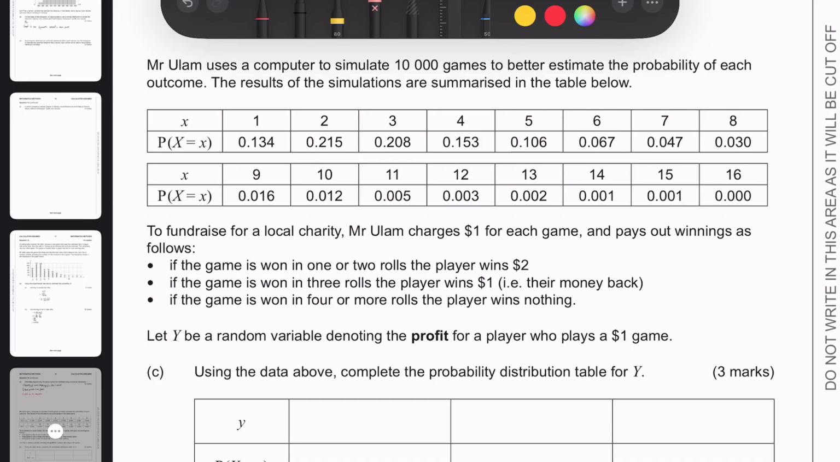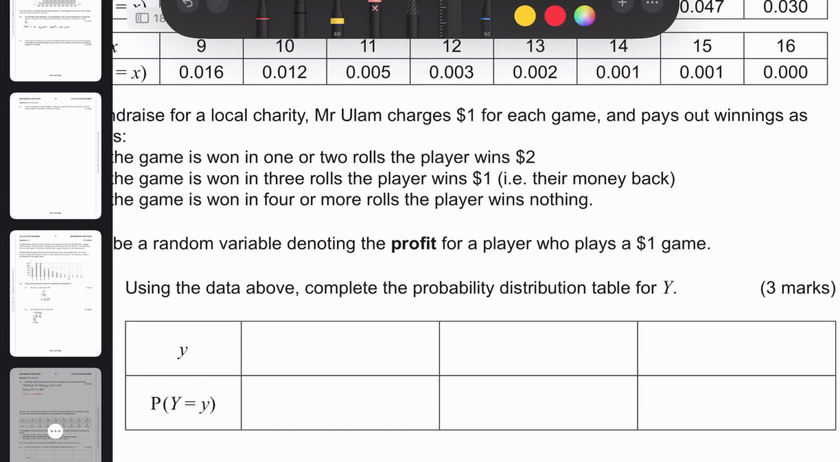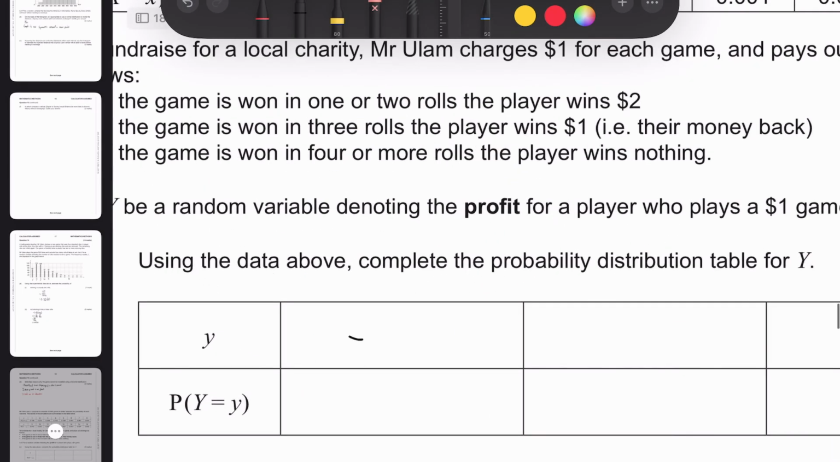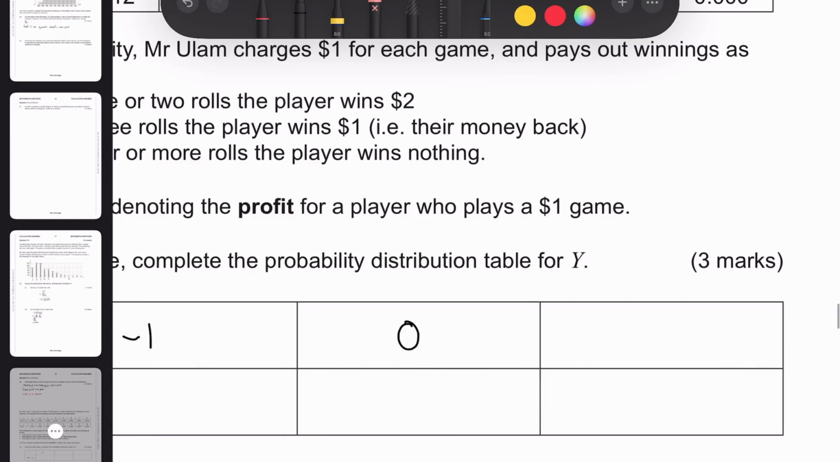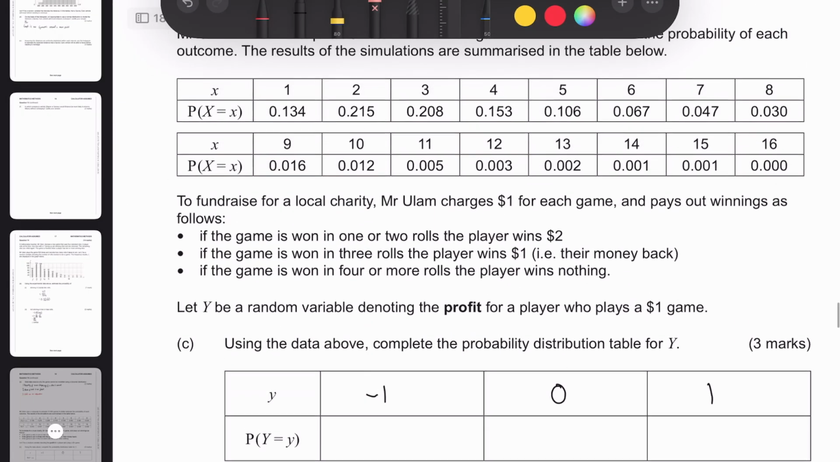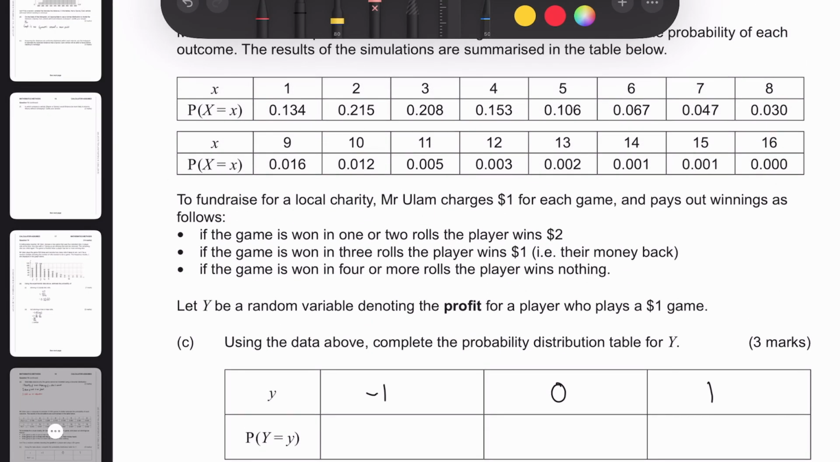If the game is won in 1 or 2 rows, the player wins $2. If the game is won in 3 rows, the player wins $1. If the game is won in 4 or more, the player wins nothing. And the profit for a player who wins a $1 game, or distribution for Y. Okay, so the player can either lose $1, make 0, or make $1. They lose the dollar if the game is won in 4 or more rolls.